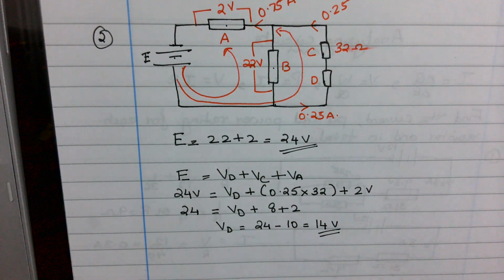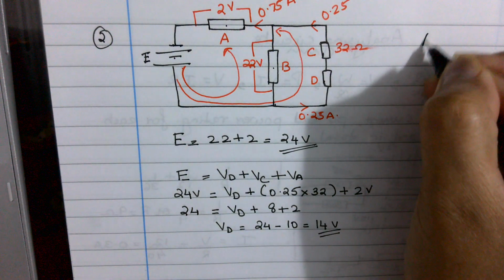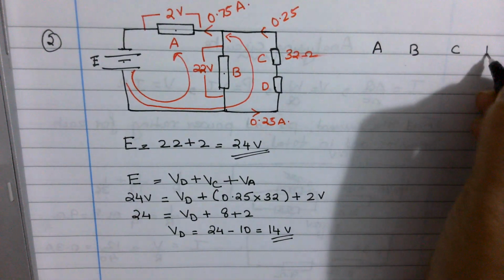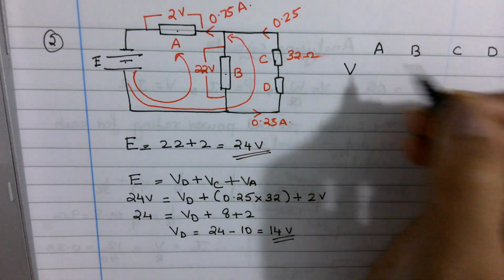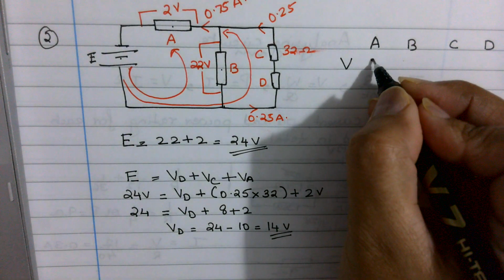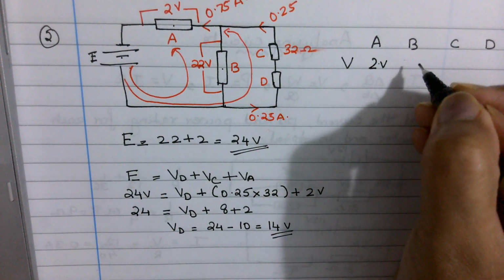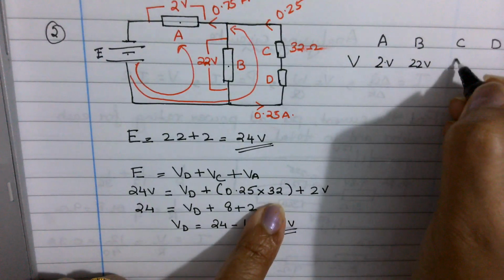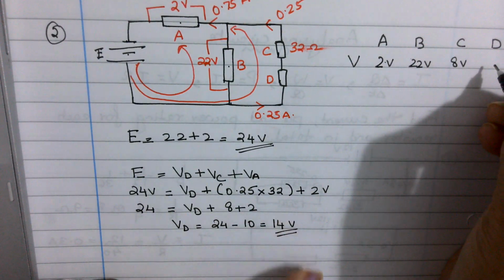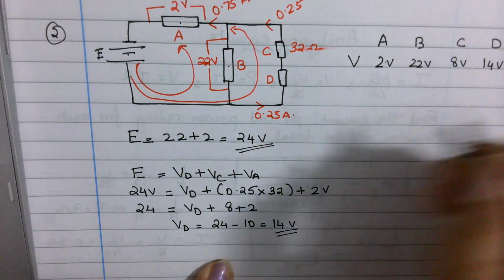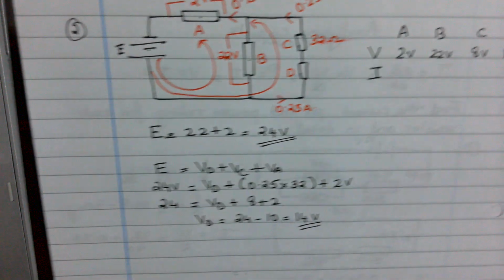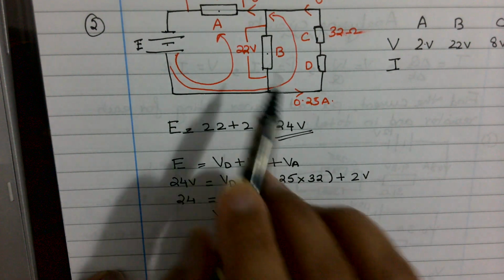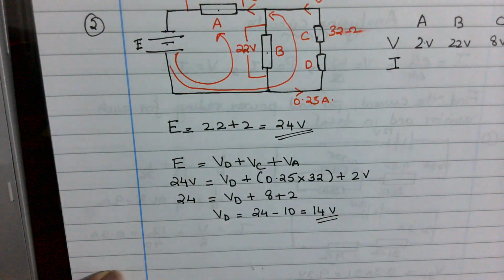So actually now we have everything, isn't it? If we are talking about A, B, C, and D, the voltage across A is 2 volt, across B is 22 volt, C we just calculated here as 8 volts, and D is 14 volt. Okay, so next we need to figure out I. So we need to figure out the individual current.